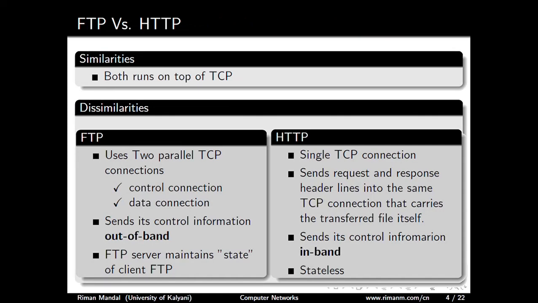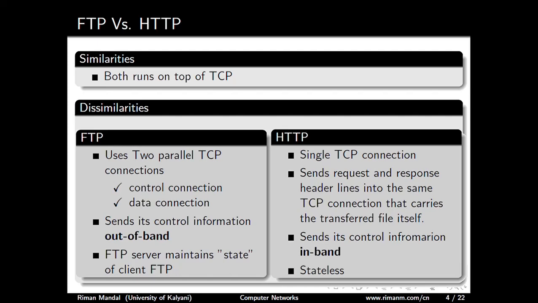Let's look at the similarities and dissimilarities between FTP and HTTP now. Both of them use TCP. What is TCP? TCP is a reliable connection oriented protocol that is provided by the transport layer. The job of TCP is to transfer the data from one end to another end. So what are the dissimilarities now?